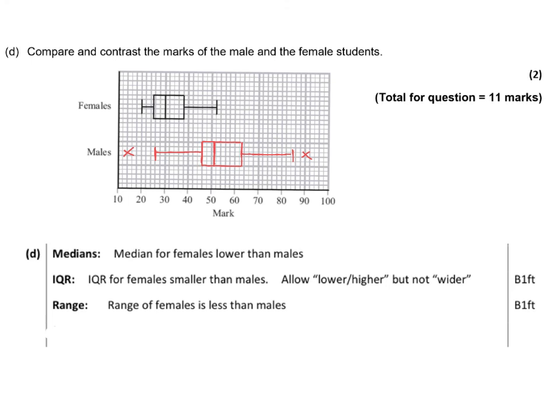The range is also much greater for males, so the range is the length of the whole box plot and is less for females. So stating those three things, they're the three things that you can use. The average, that measure of central tendency, the interquartile range and range are both measures of spread, as a mark for each.